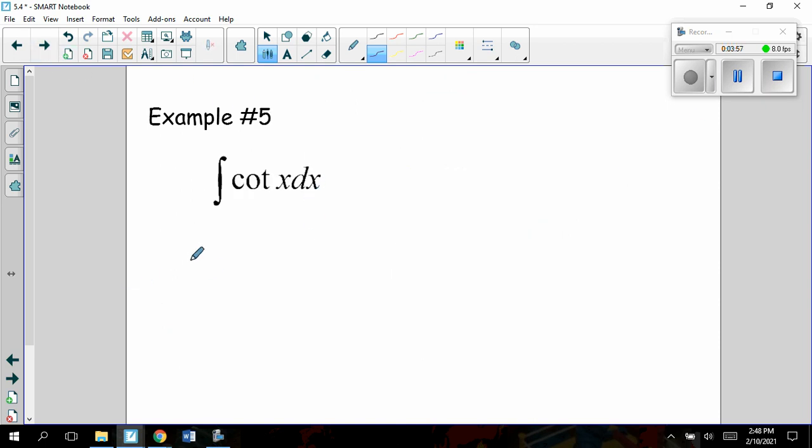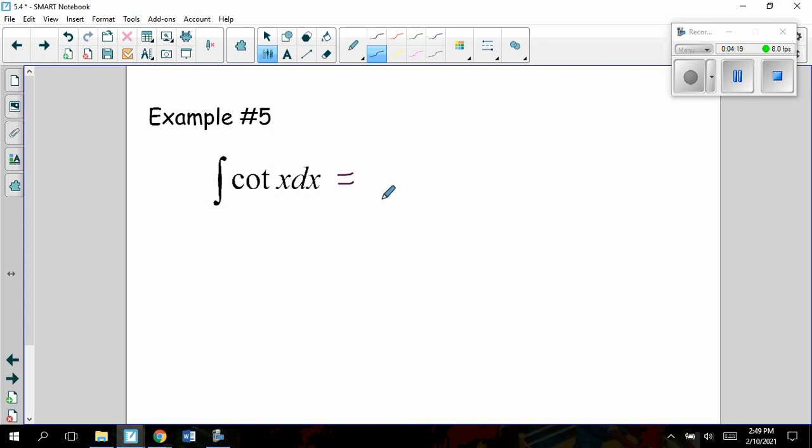All right, let's try the next one. So I've got cotangent. Now, cotangent maybe is something that has a rule out there. I don't know if it does. And so you might be wondering how this is u substitution because it is just cotangent of x. There's nothing plugged in, there's nothing multiplying, there's nothing dividing. But I don't know my derivative of cotangent.